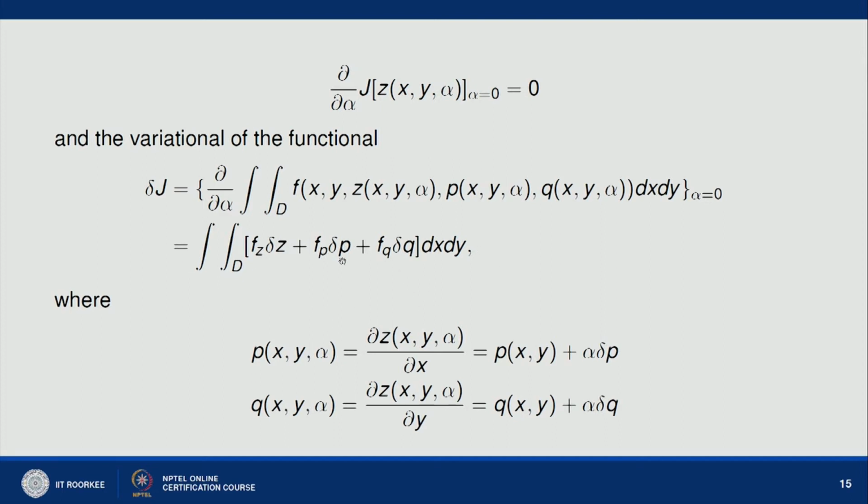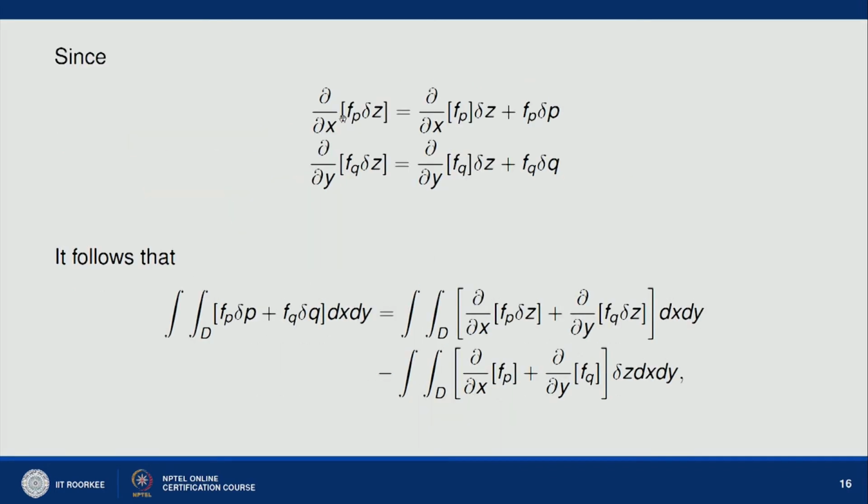Now the problem is that we do not want the terms delta p and delta q, because we want everything in terms of z only. So what we try to do here is simplify these two terms, and for simplifying them we use the relation that del by del x of (fp delta z) is equal to del by del x of fp times delta z plus fp times del by del x of delta z. Using the chain rule, you can write del by del x of (fp delta z) is equal to del by del x of fp times delta z plus fp delta p.